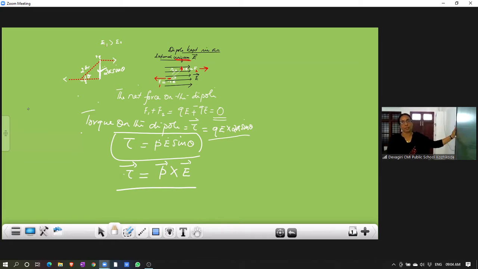Torque is equal to P cross E. Vector A is equal to vector B cross vector C. I hope you know that this is not equal to C cross B. Are you aware of this? A cross B is not equal to B cross A. Am I right? Or are both the same?